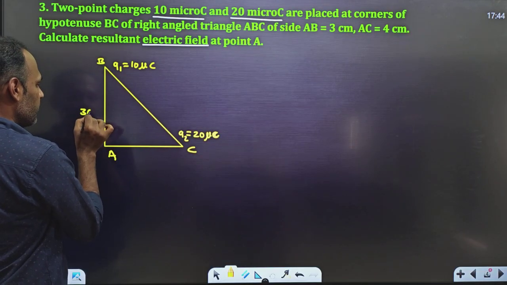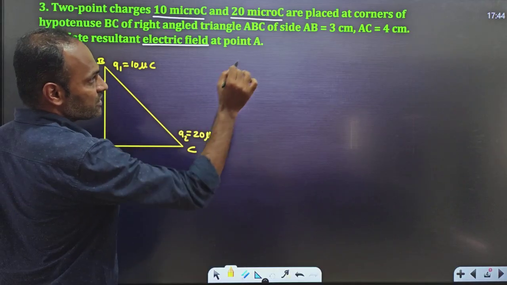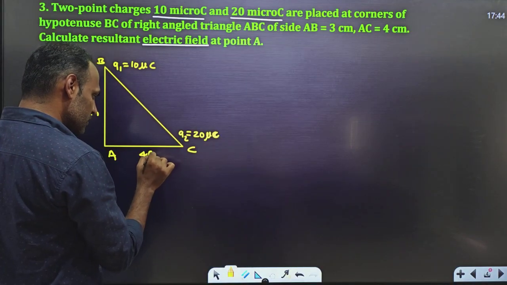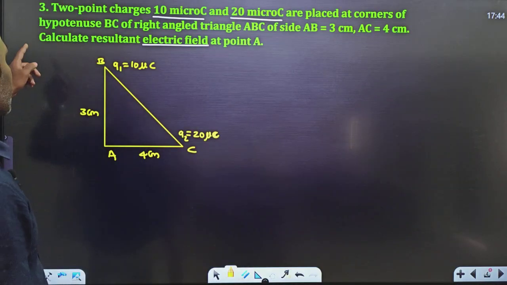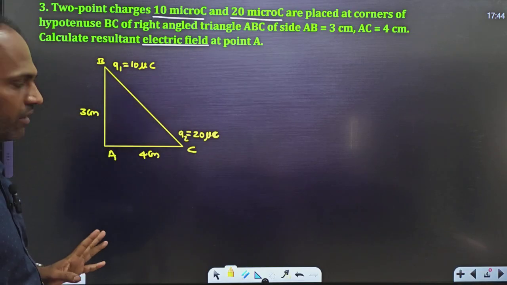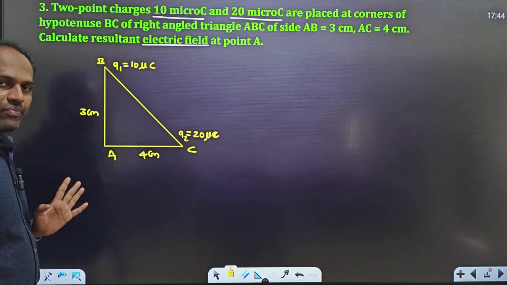This is 3 cm. And what about AC? AC is 4 cm. This is 4 cm. Right? So now calculate the resultant electric field at point A. You have to calculate the electric field at A.